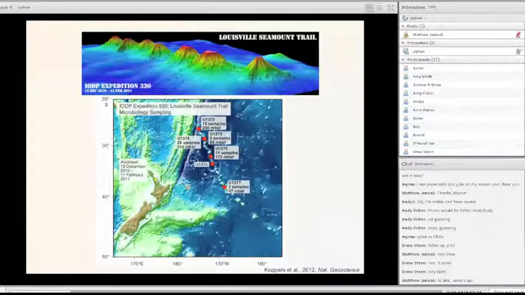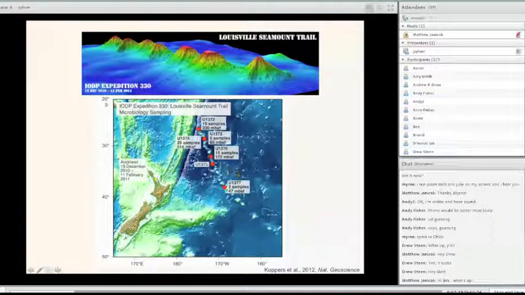You can see here the sites that we sampled, and how many samples I collected for microbiology from each site. This is New Zealand over here. So these sites are in the southwest Pacific Ocean, just northeast of New Zealand. The oldest site here, 1372, is about 75 million years old, and is one of the last of the seamounts in this chain that's not yet subducted. The youngest site here is about 50 million years old.